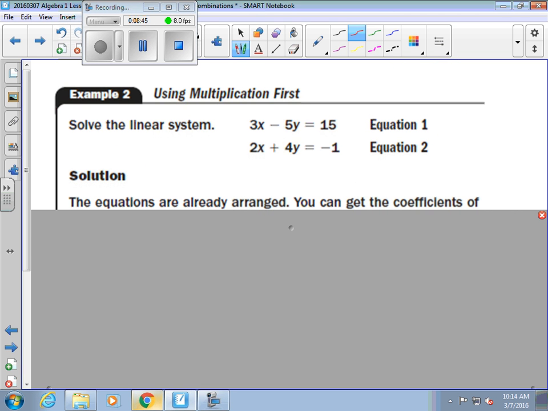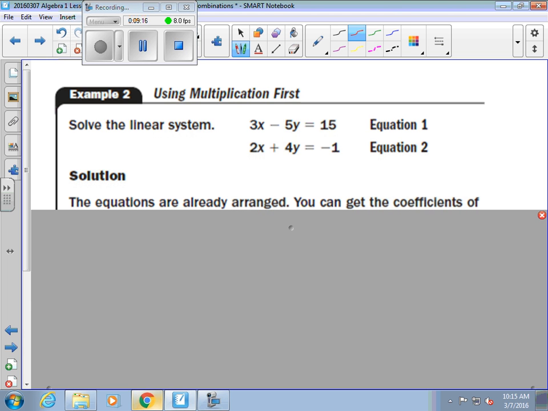If you have a situation where your x's are on top of your x's, your y's are on top of your y's, and your constants are on top of your constants, but you do not have coefficients that are opposite of each other. Notice we have 3 and 2. Those are not opposite. And we have -5 and +20. That means you need to multiply one of the equations or both of the equations to create opposite coefficients.